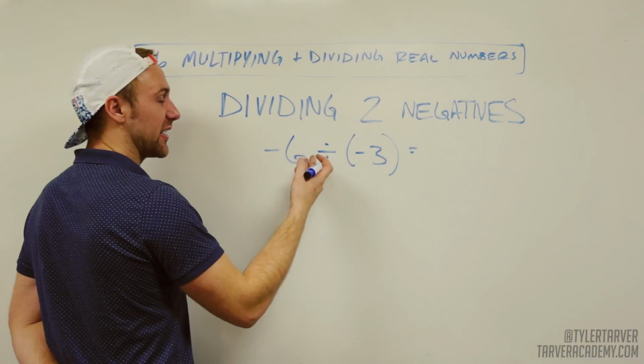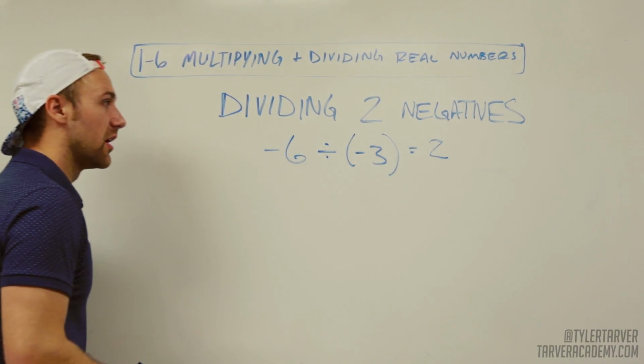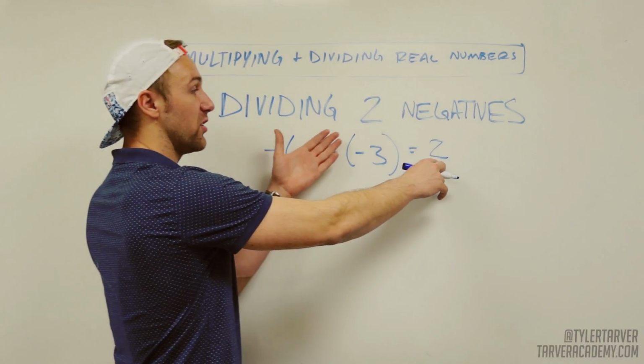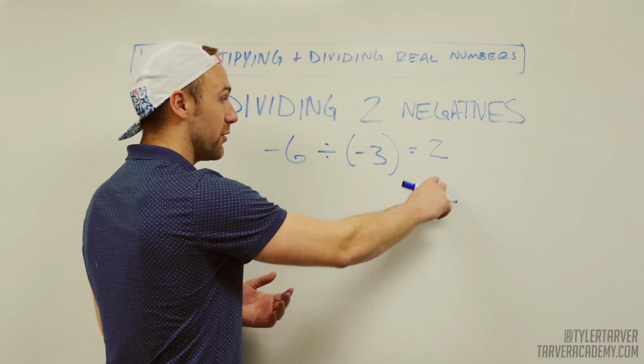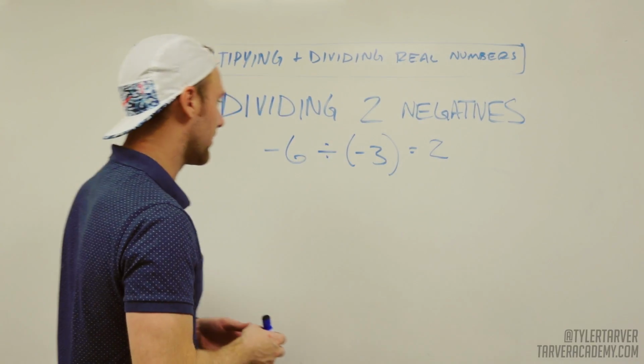So negative 6 divided by negative 3, it's going to cancel out, so I can just look at it as 6 divided by 3, which is 2. And I know it's going to be a positive 2. And another way to backtrack that, if you wanted to do the opposite of divide, which is multiply, 2 times negative 3 is negative 6. And that's kind of the reasoning here.